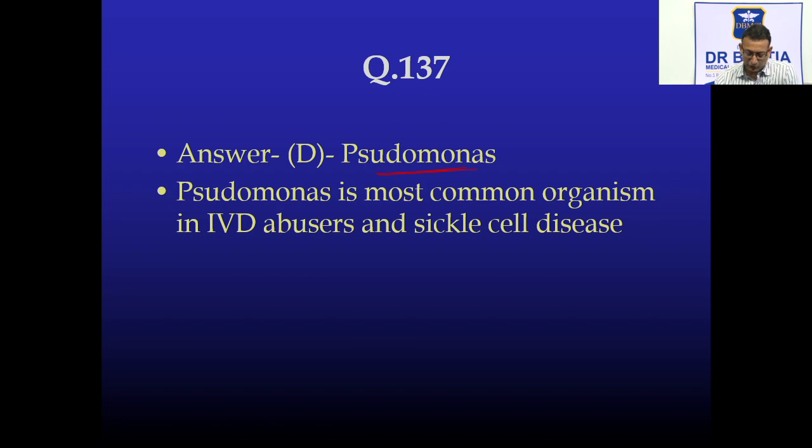Pseudomonas is also a common organism in patients suffering from sickle cell disease. So, IV drug abusers and sickle cell disease patients, they have osteomyelitis mainly due to Pseudomonas. So, answer to the question number 137 is D.